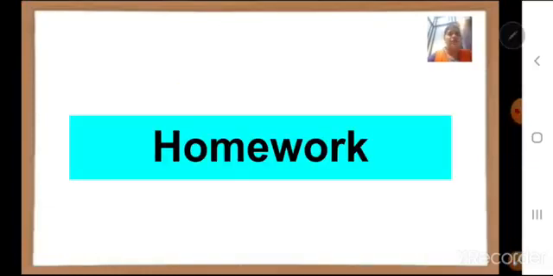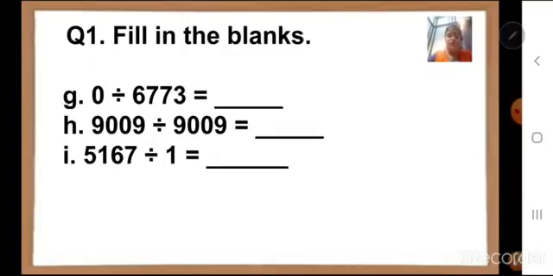Next is homework. For homework you have 3 sums which you have to do in your textbook itself.